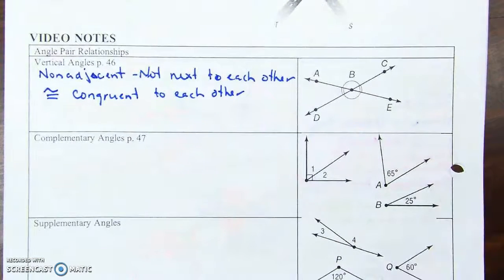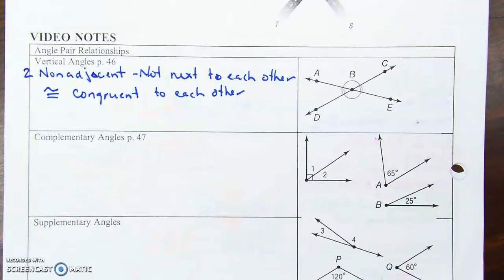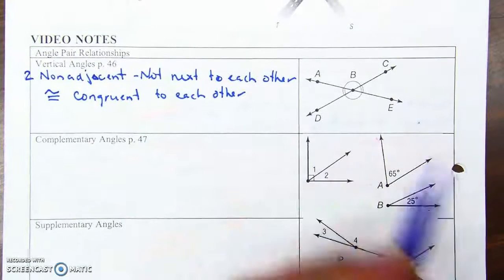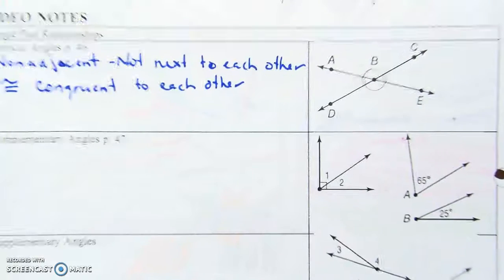And again, in the book, what is the definition again? It says, vertical angles are two non-adjacent angles formed by two intersecting lines. Okay, two non-adjacent angles, not next to each other. And they are congruent to each other. So in these symbols right here, it's hard to see, maybe I should zoom in, that doesn't look too bad here.